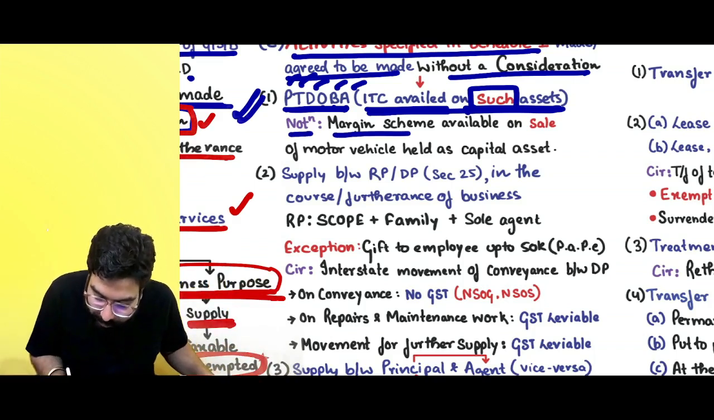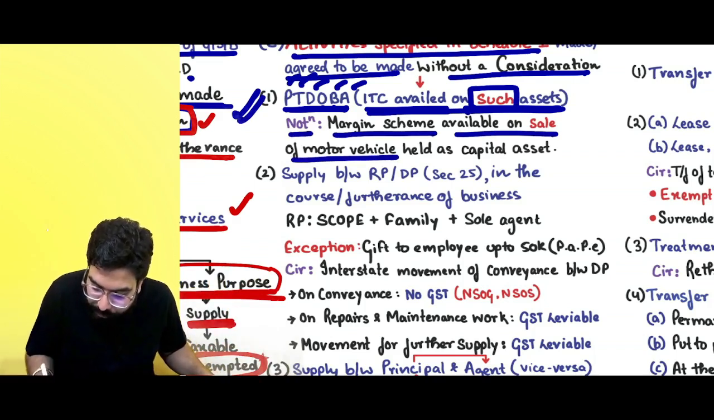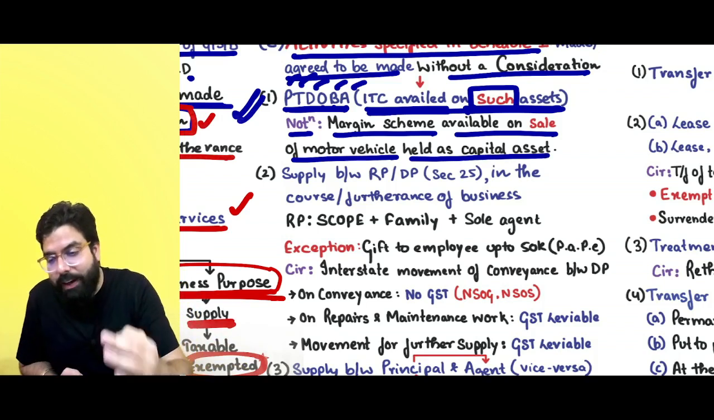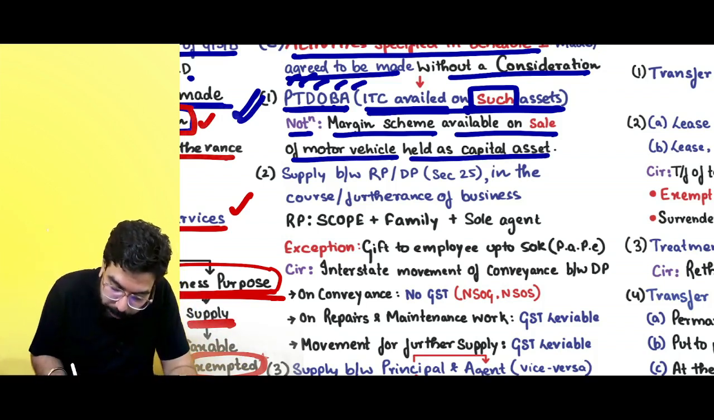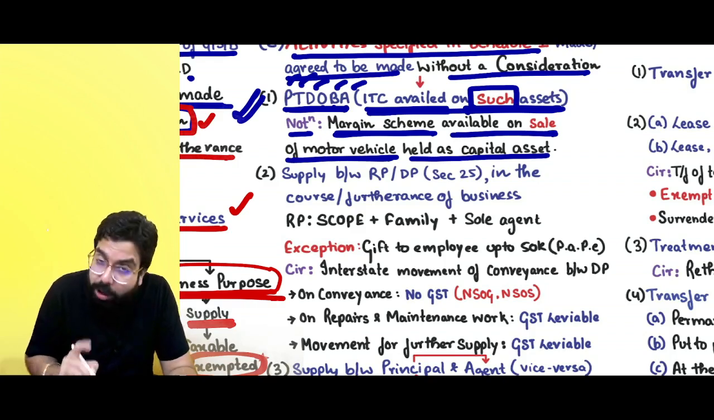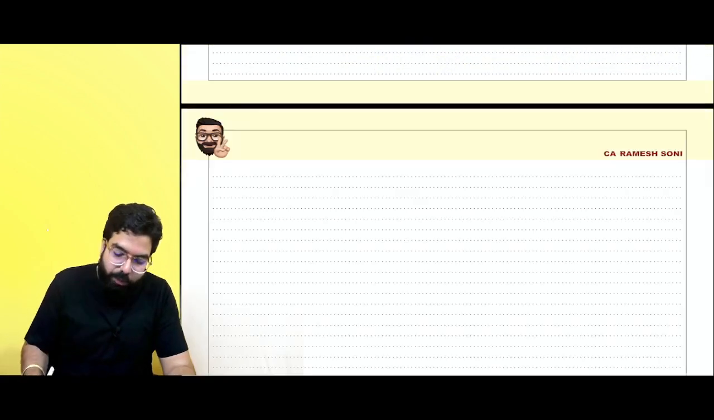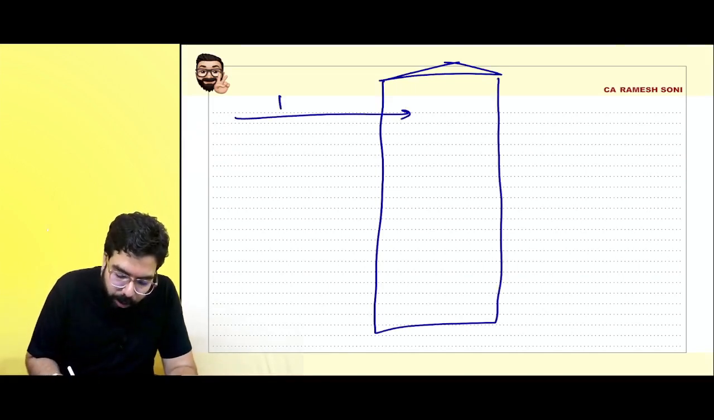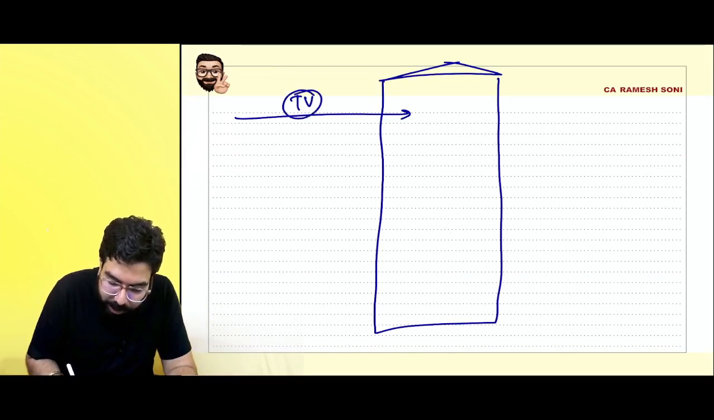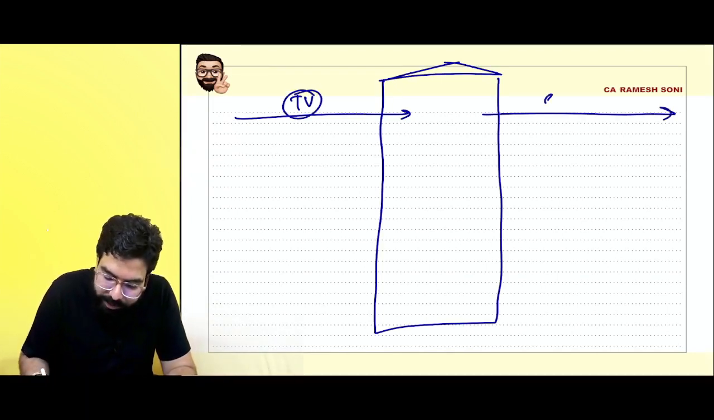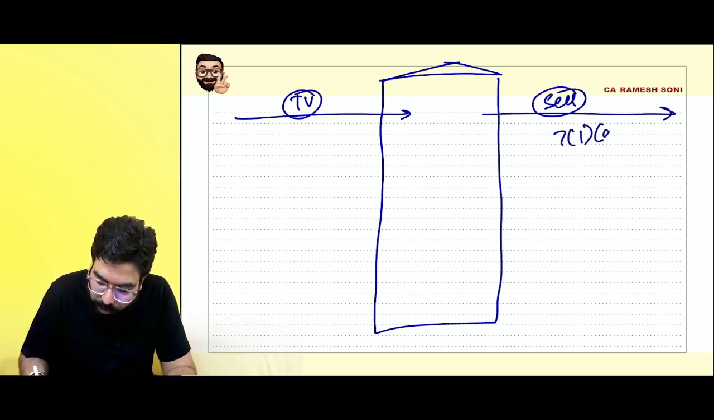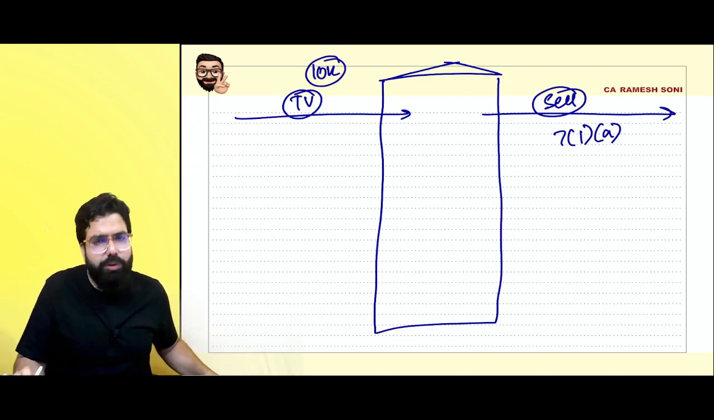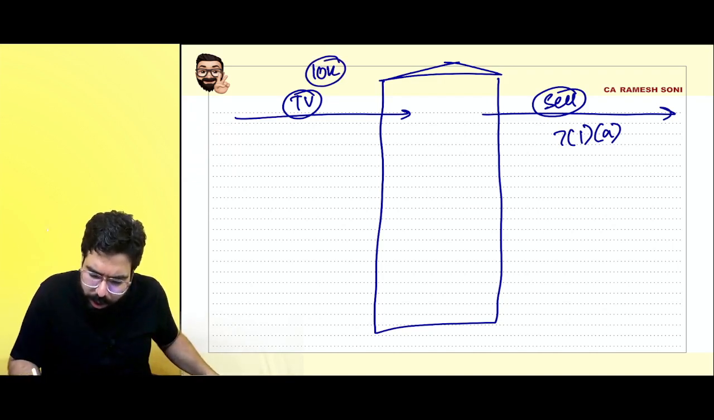The next is that the margin scheme is available on sale of motor vehicles. This is a notification for motor vehicles which are held as capital asset. For example, I bought a television. If I sell the television, it falls under section 7(1)(a). I bought it for 10,000 rupees, used it for some time, and now sold it for 8,000.